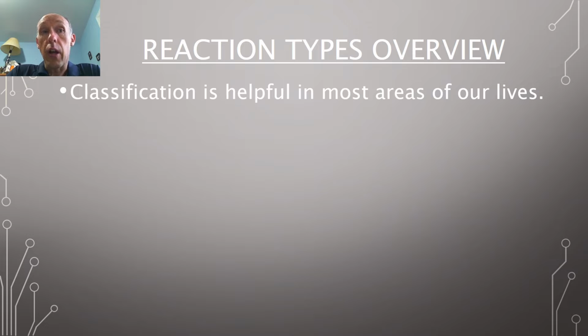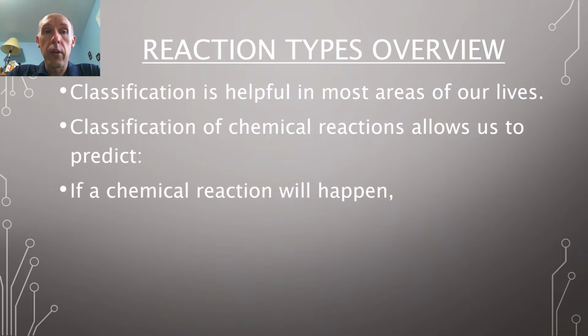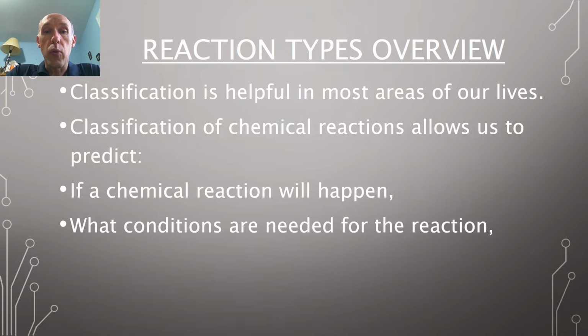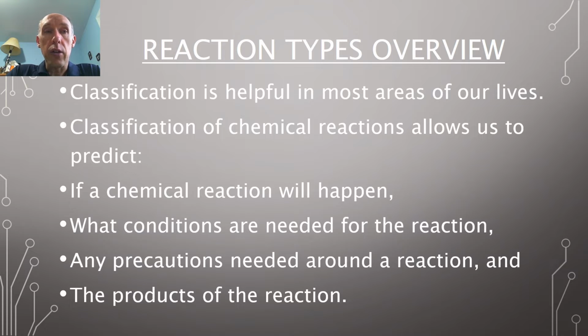Classification is helpful in a lot of areas of our lives, and in chemical reactions what it allows us to do is predict a variety of things. First of all, it can help us predict if a chemical reaction is even going to happen. It'll help us with identifying the conditions needed for the reaction, any precautions we need to take around that type of reaction, and lastly, what the products will be. Moving on now.